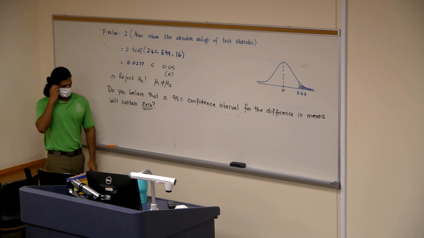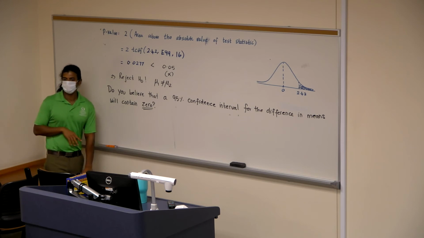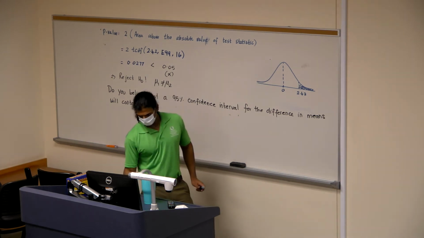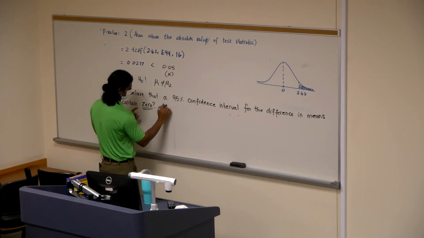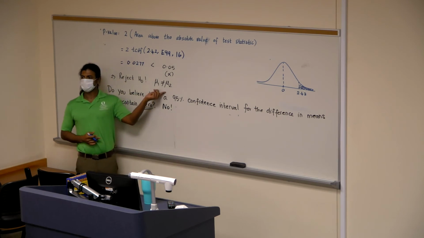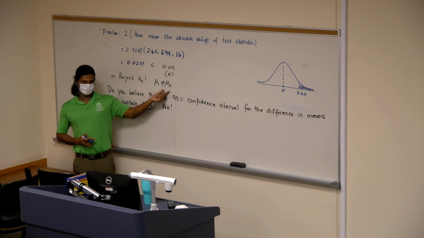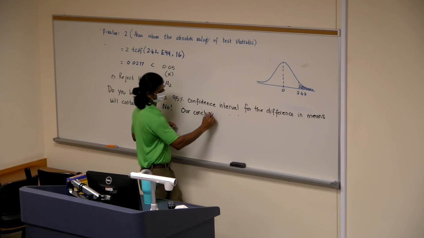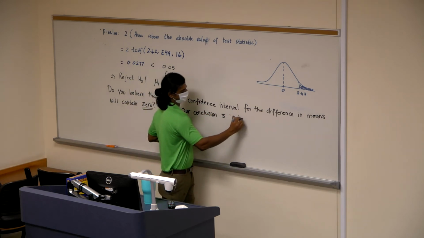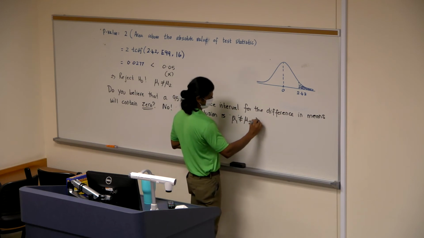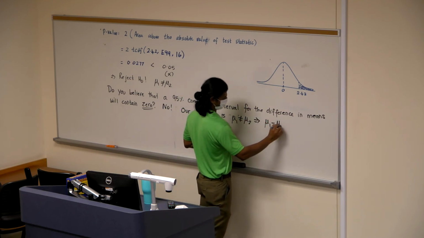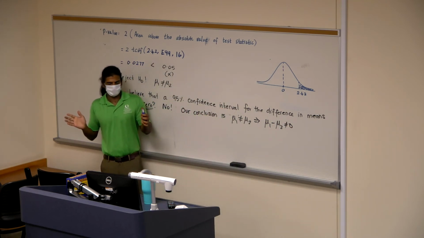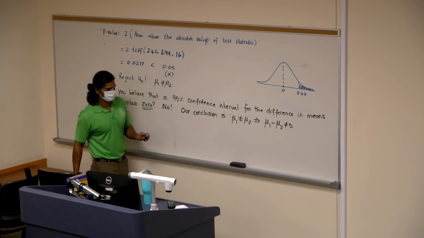Do you believe that a 95% confidence interval for the difference in means will contain 0? The answer to this is no. Why? If we look at the test conclusion, mu1 is not equal to mu2, which would simply imply mu1 minus mu2 is not equal to 0. All I did is I moved that mu2 to the other side.